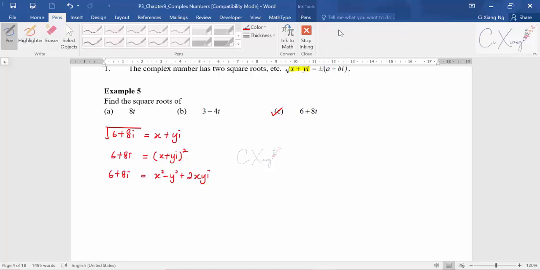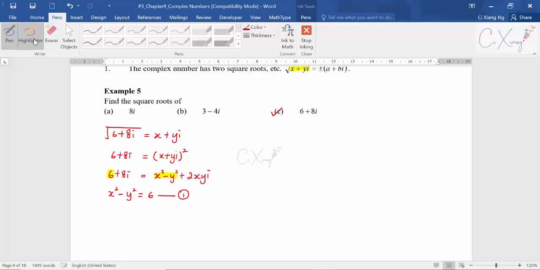Now I want to get the values of x and y. Like what we did before, we compare the real part with the real part, and the imaginary part with the imaginary part. So you compare the 6 with x squared minus y squared. From here, you form the first equation, which is x squared minus y squared equals 6.